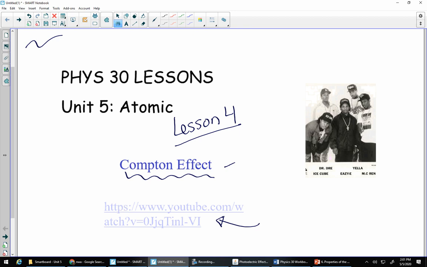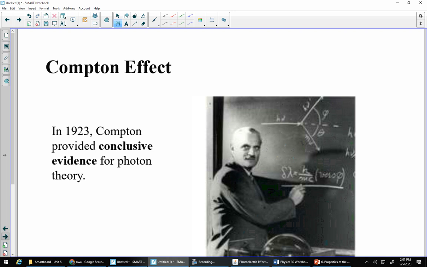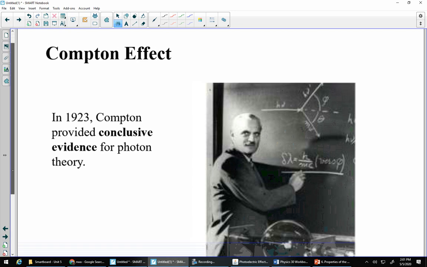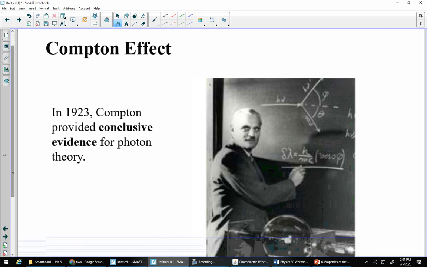This Compton effect has absolutely nothing to do with the city of Compton or NWA. It is a scientist, Compton, not the settler Compton, who again had absolutely nothing to do with it, but there's a fun connection there. So this is the Compton that we're talking about.